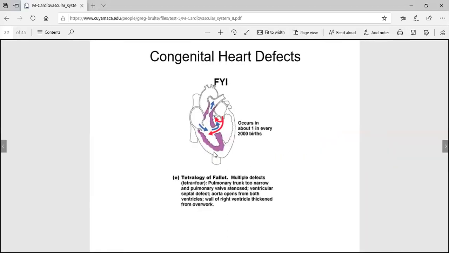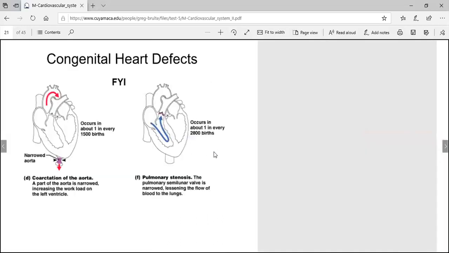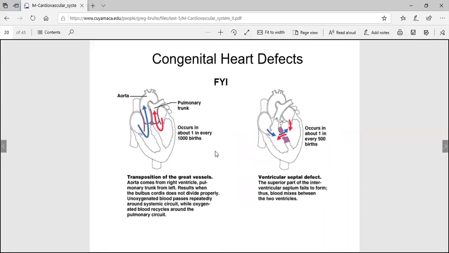That's a weird one, tetralogy of Fallot, multiple defects. But here's one that you might want to pay attention to, this ventricular septal defect. It's just a hole, where the interventricular septum has a hole in it, basically. And so that oxygenated and deoxygenated blood can mix, and that can cause a problem.